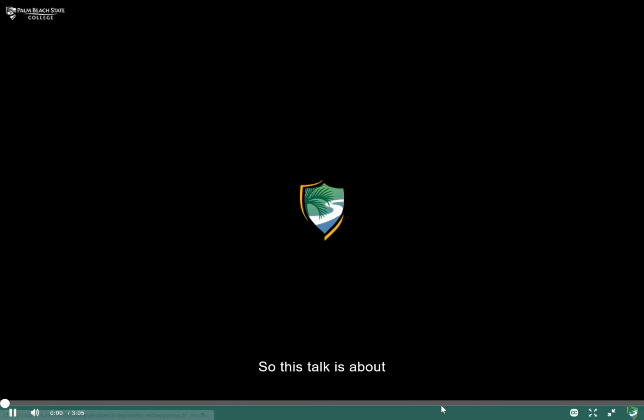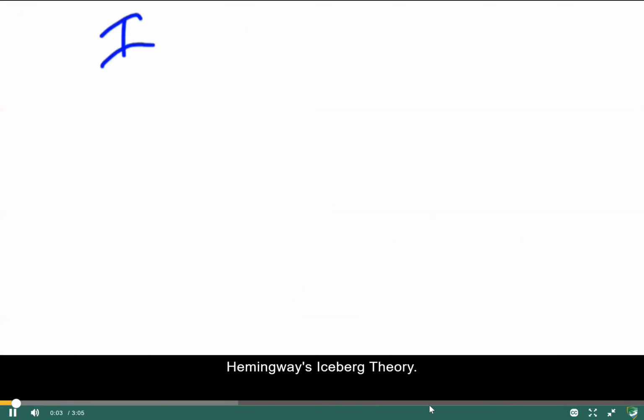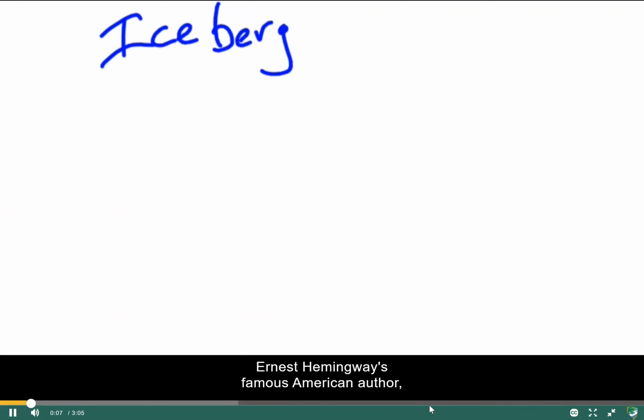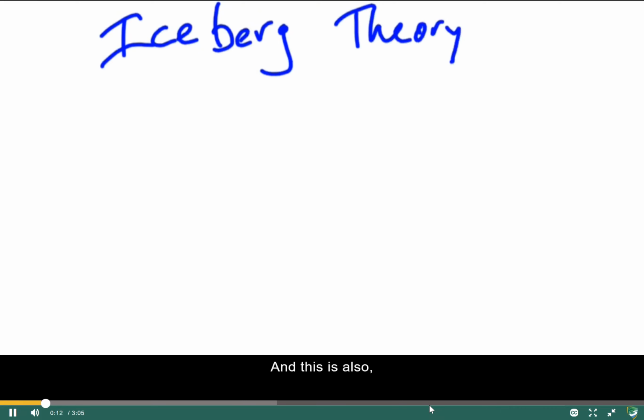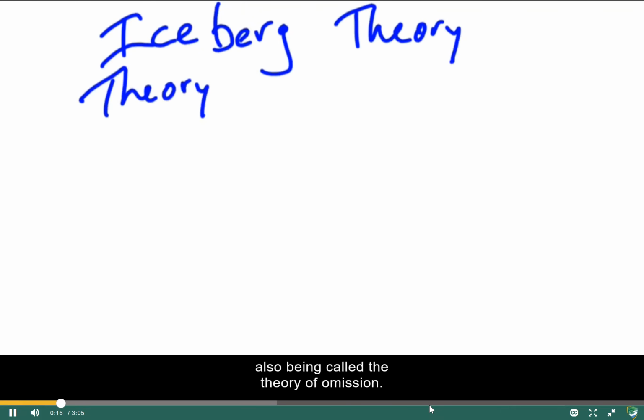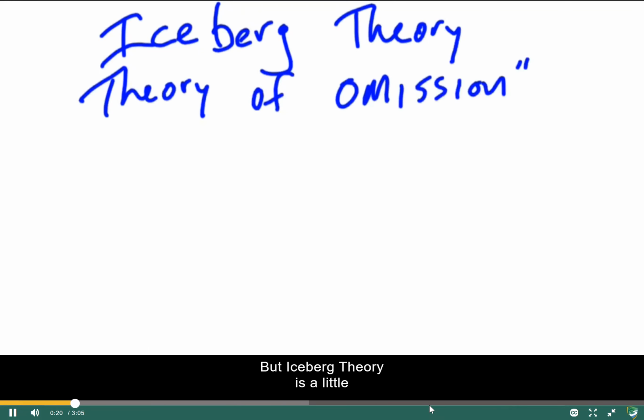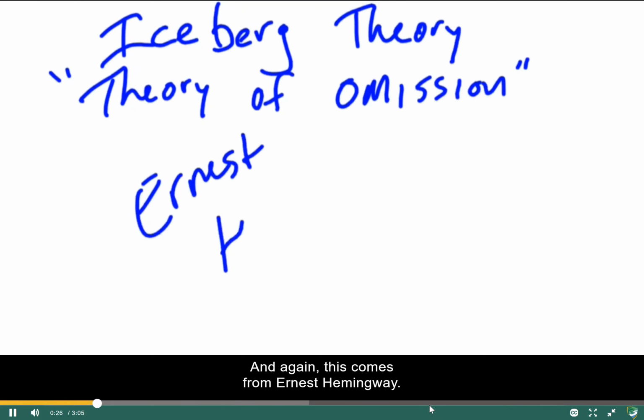So this talk is about Hemingway's Iceberg Theory. This comes from Ernest Hemingway, famous American author, famous Nobel Prize winning author. You may have heard of this also being called the theory of omission, but Iceberg Theory is a little bit easier to remember. And again, this comes from Ernest Hemingway.